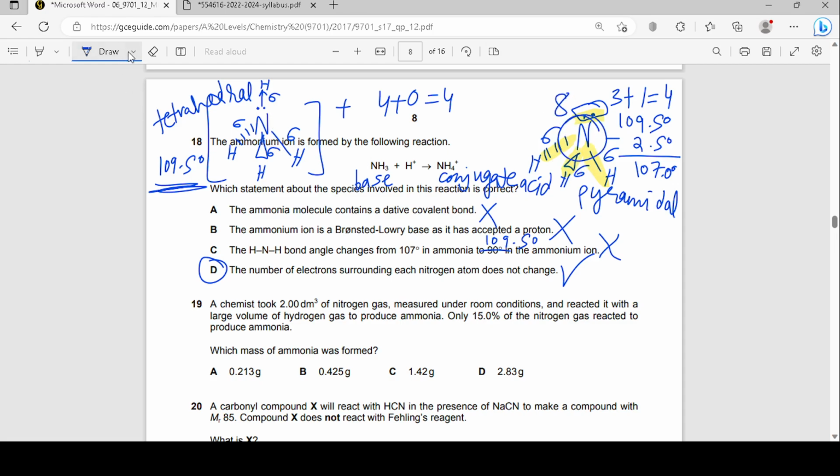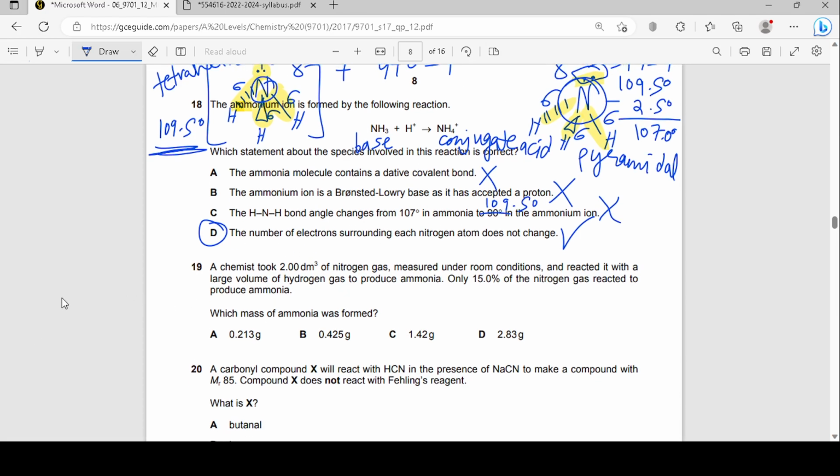And then in the ammonium ion, you again have two electrons being donated to the H+, so there's a dative covalent bond there. So 1, 2, and then here as well, 3, 4, then 5, 6, and again 7 and 8. So again, this nitrogen is also surrounded by 8 electrons. So 8 electrons surround this nitrogen atom, and 8 electrons surround that nitrogen atom. So the number of electrons surrounding each nitrogen atom does not change.